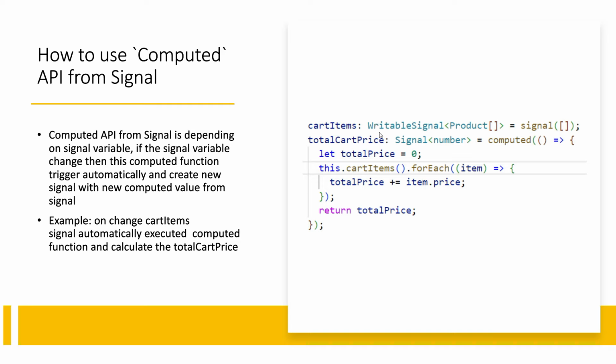Here we have a cart item. Initially this signal has no cart item, but when you push a cart item, if you look at this computed, we are computing from the cart item, meaning we are using the cart item signal. So whenever you push or add an item to your cart, this computed will automatically execute and construct the total cart price. It will provide us the total cart price automatically, meaning we need not manually call this function. We just have to push the item to our cart items.